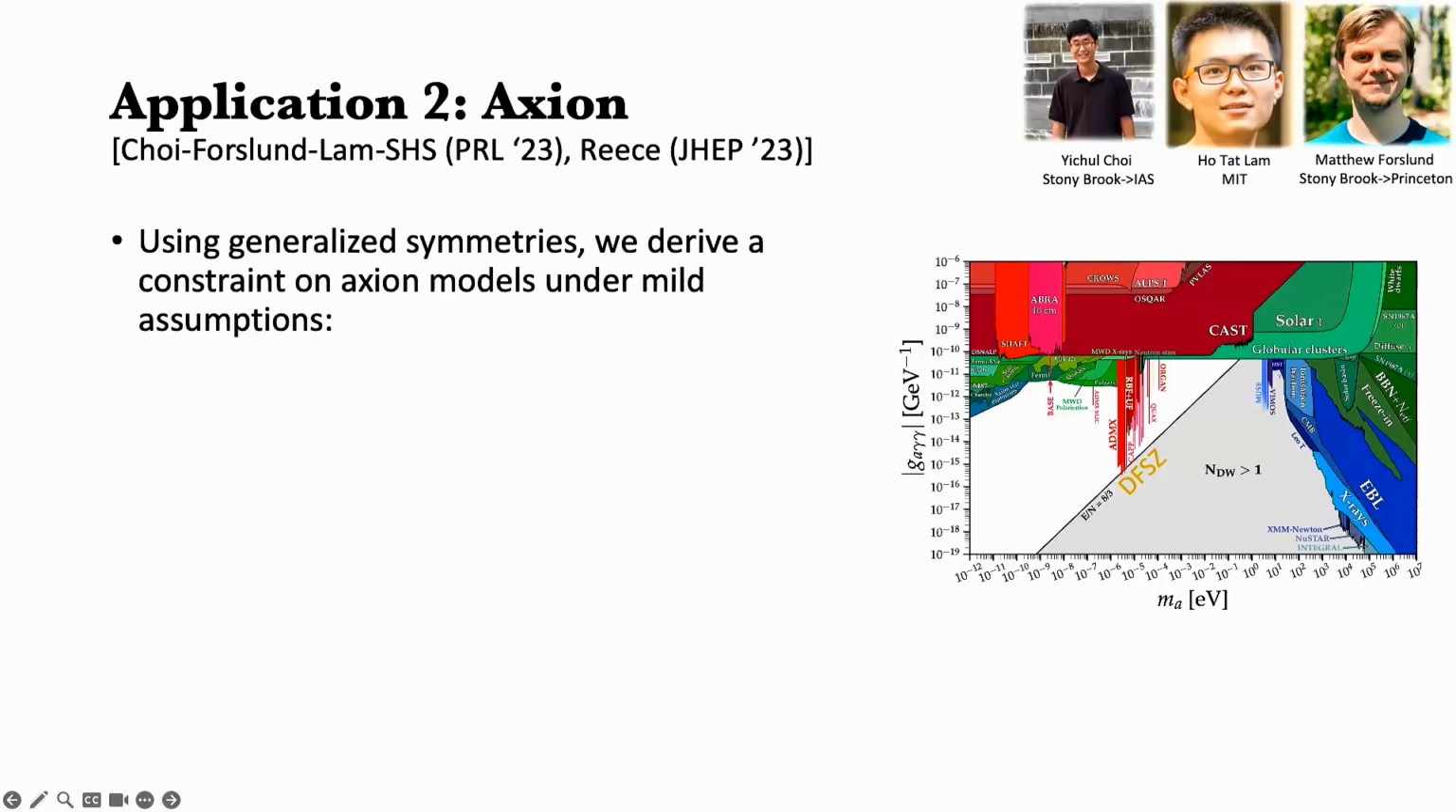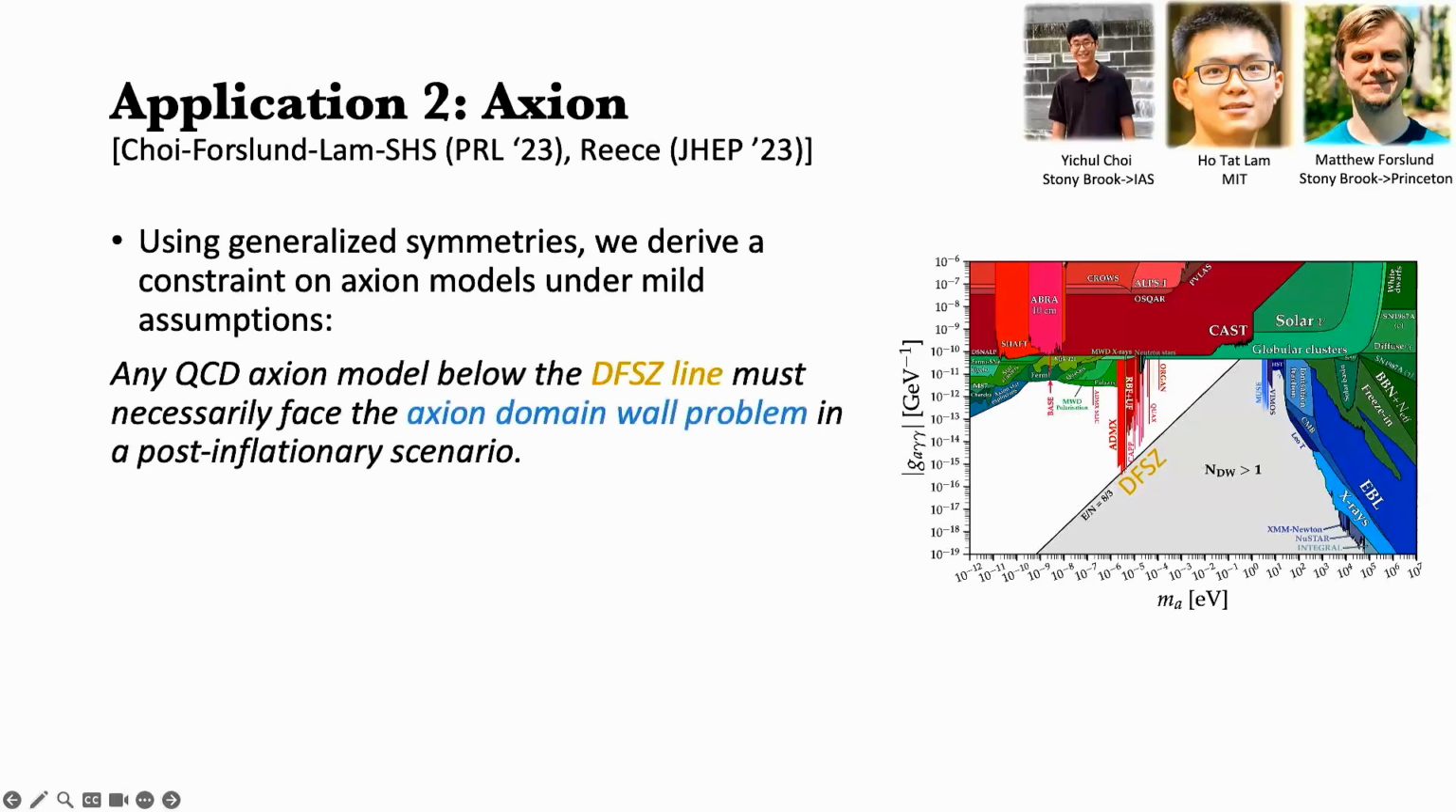We gave four derivations of the statement I'm going to make in the paper. And one of them was using the generalized non-invertible symmetries in these axion models, where we found that under various mild assumptions, which I'll be happy to elaborate more after the talk, any QCD axion model below this DFSZ line in this gray region must necessarily face the axion domain wall problem in a post-inflationary scenario.